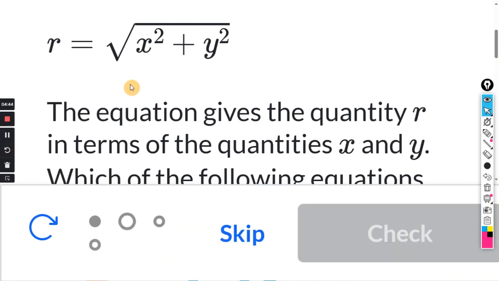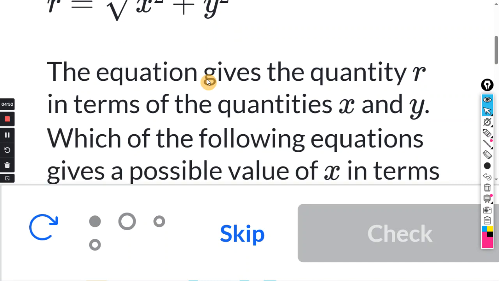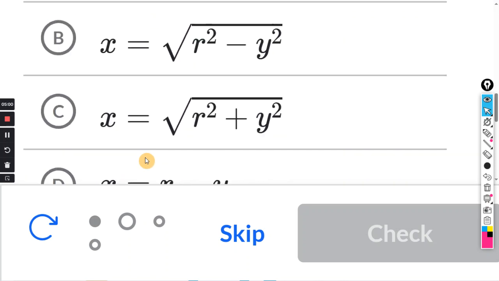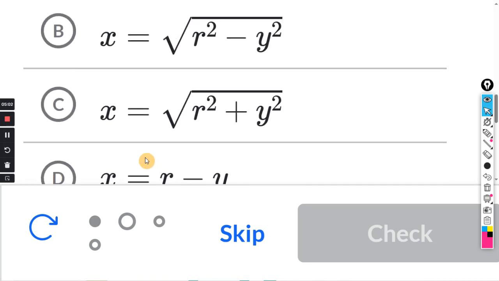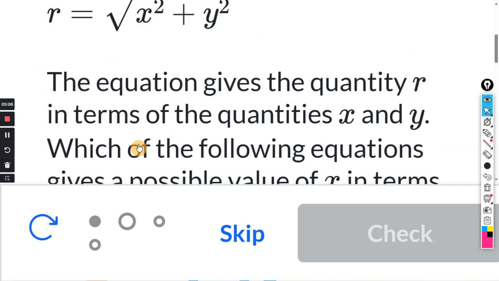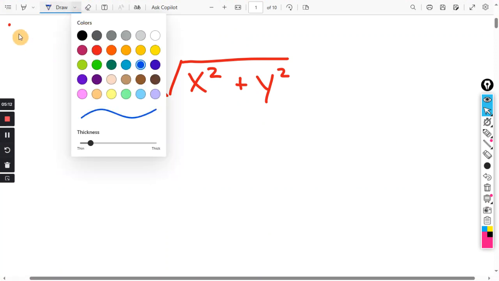All right, like I said, you usually don't need to read the write-ups. We have R equals radical x squared plus y squared. Which of the following gives a possible value of x in terms of R and y? So clearly we are solving for x. We need x equals. All right, we do have that on all of the answers. So let's solve for x. Original was r equals radical x squared plus y squared.